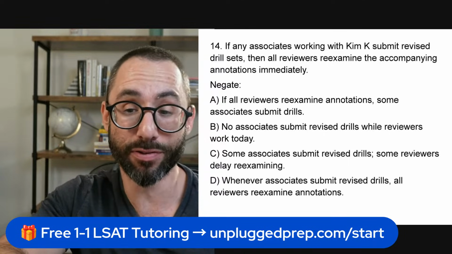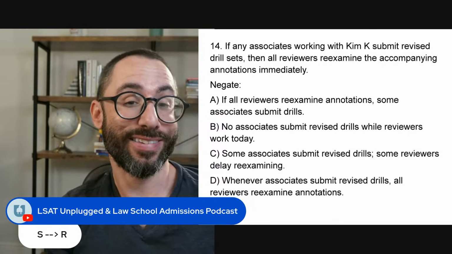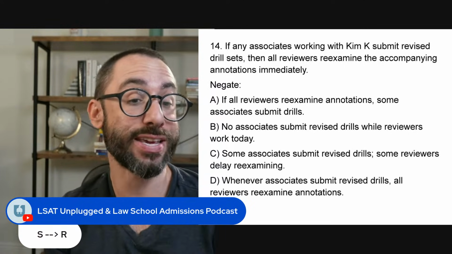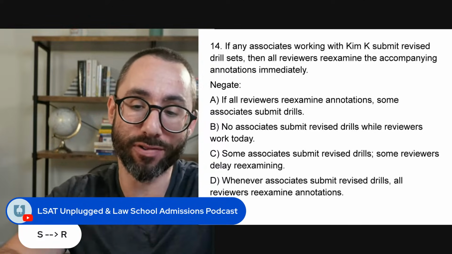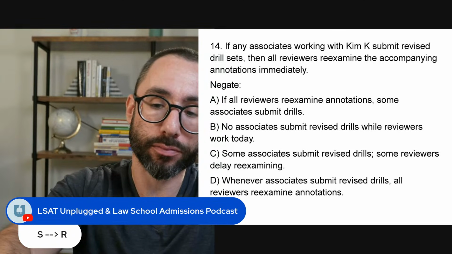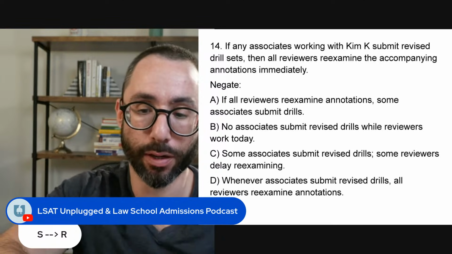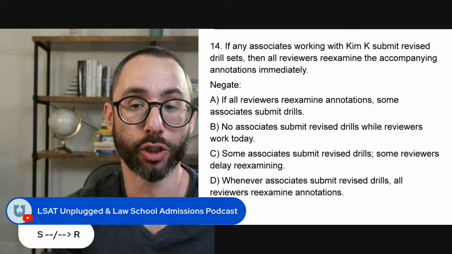So I'll diagram this as S requires R in its original form. To negate that conditional, we negate the arrow itself. We cross out the arrow and say we have a situation where they submitted, yet we did not have the re-examining occurring immediately. That would be the negation or the logical opposite.